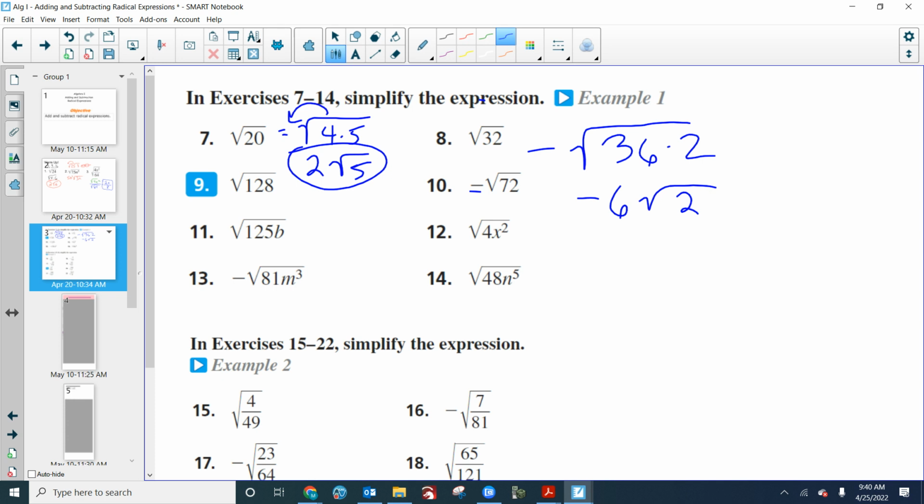Guys, everybody look at 12. That's mental math. You should be able to do 12 by looking at it. You should not have to write that down. Square root of 4x squared. What's the square root of 4, Alexis? What's the square root of x squared? 2x. Done. Nothing left.